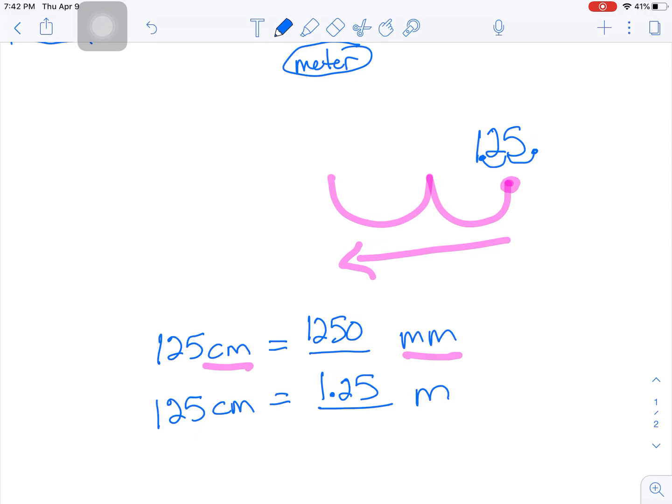I want you guys to try it out this way. There are other ways to do it using your chart. If you're having trouble, make sure you watch the video again to see how I am moving my decimal point. I move to the right if my new place is to the right. I move to the left if my new place is to the left.